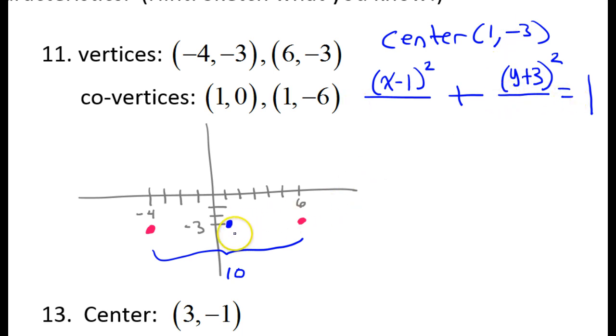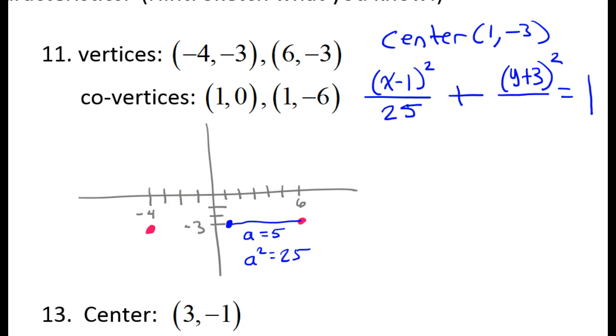But there's more. So since the entire distance from vertex to vertex, the major axis, has a length of 10, then that means that this distance from the center to a vertex is 5. And that is my a value. So a is 5. Knowing that a is 5 tells me that a squared is 25. Because this 5 is in the horizontal direction, that's the x direction, the 25 goes with the x term, like that.